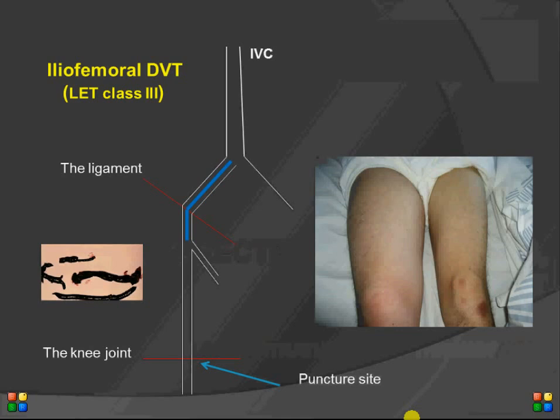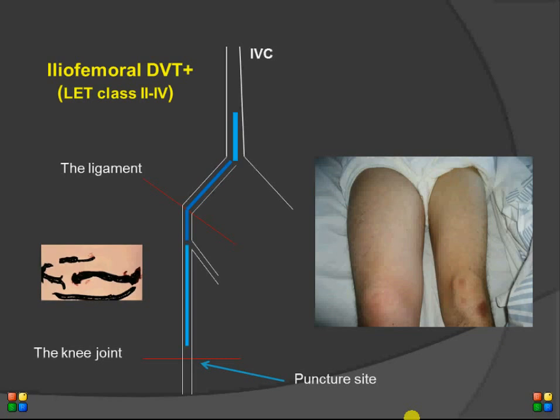The most important issue for thrombolysis is to restore the outflow tract, meaning the iliofemoral segment. And that corresponds very well to the definition of an iliofemoral deep venous thrombosis, which goes from the IVC to the profunda vein.